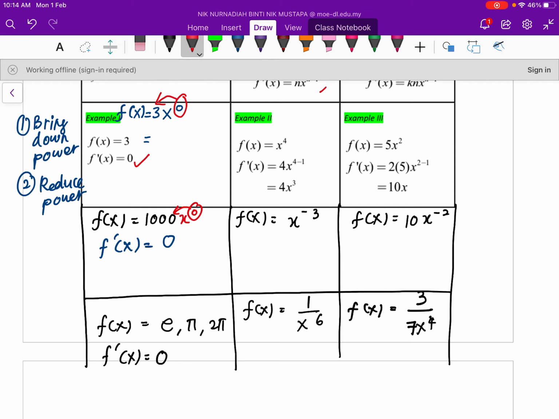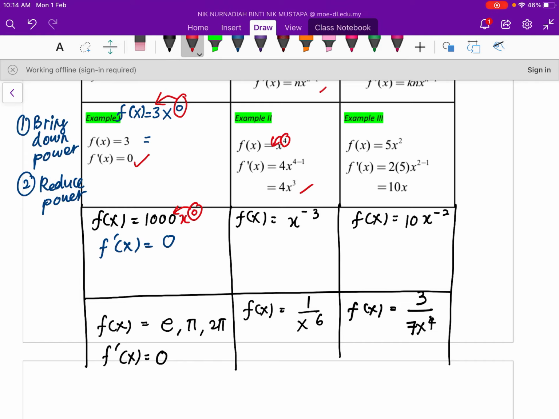Example 2 here. Okay, we bring down power, so 4 lah. 4x to the power of reduced power. Reduced power here, 4 minus 1. That's why it becomes 4x cubed. Okay, a very simple method. Bring down power, reduce power.